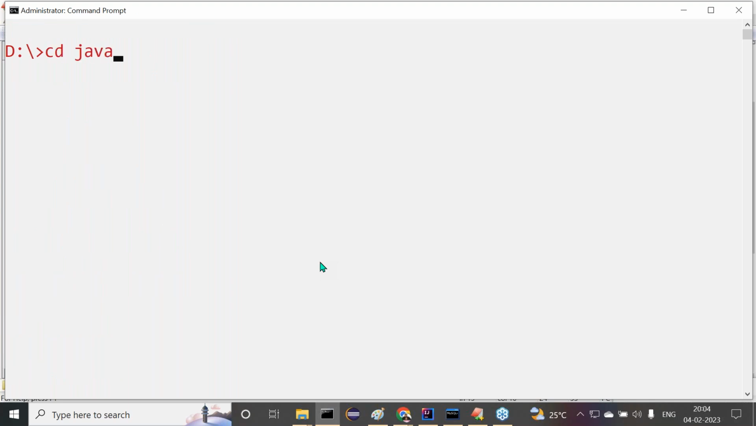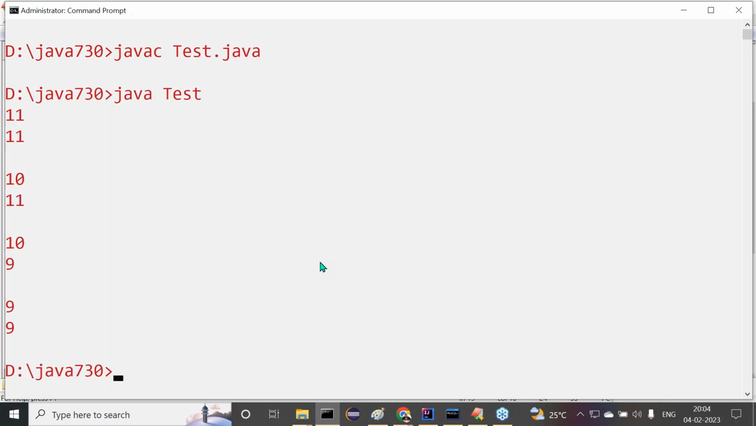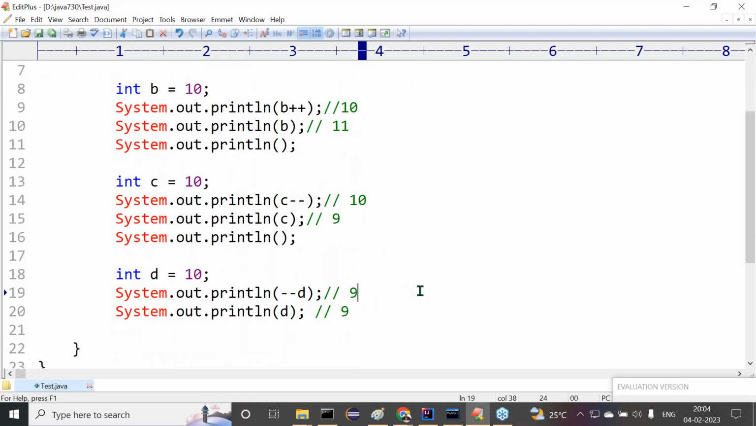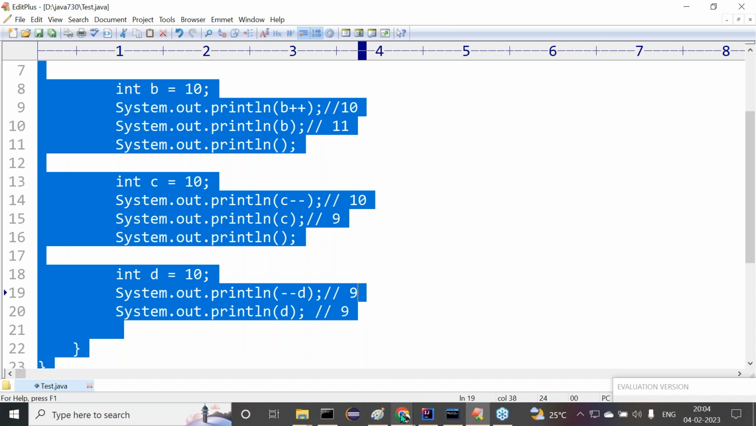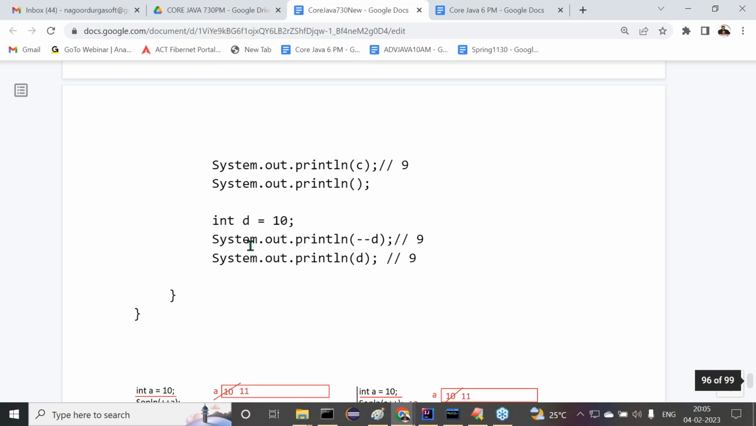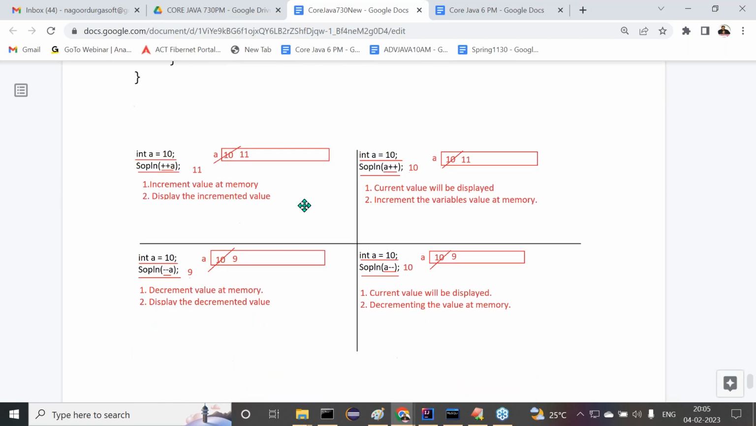Right, so now cd java 730. javac test.java compiled successfully. java test. So the outputs are 11, 11, 10, 11, 10, 9, 9, 9. That's it. All right, now I'll keep this program here. The diagram I gave is the same as per the program only. The diagram was prepared here so that we understand clearly.